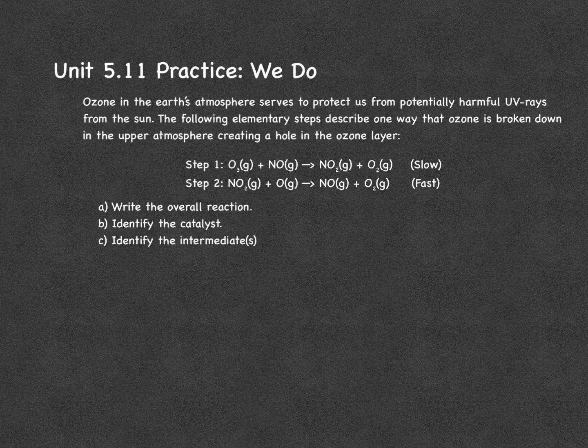Unit 5.11, we do practice. Ozone in the Earth's atmosphere serves to protect us from potentially harmful UV rays from the sun. The following elementary steps describe one way that ozone is broken down in the upper atmosphere, creating a hole in the ozone layer. For part A, write the overall reaction.